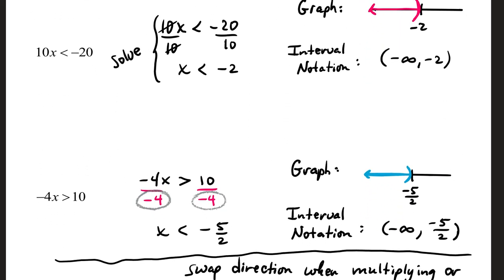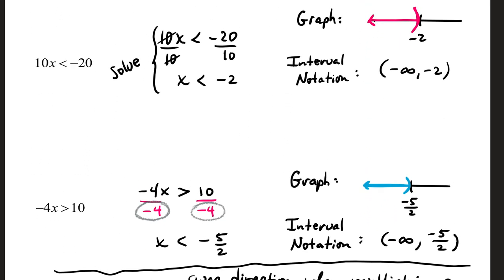In our second example, we have 10x less than -20. To solve that, we divide both sides by 10, and that gives us x less than -2. Again, it's strictly less than -2, so when we graph, we're going to mark -2 on a number line. Don't include it, so use parentheses or an open circle, and then we'll shade left because all numbers left of -2 on a number line are less than -2. The interval notation just includes all numbers less than -2.